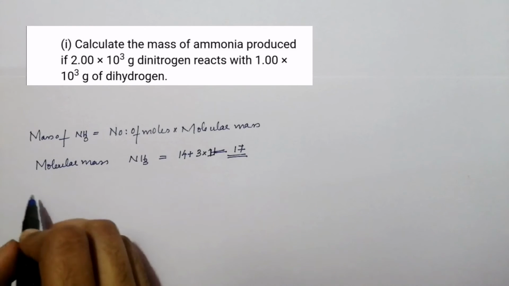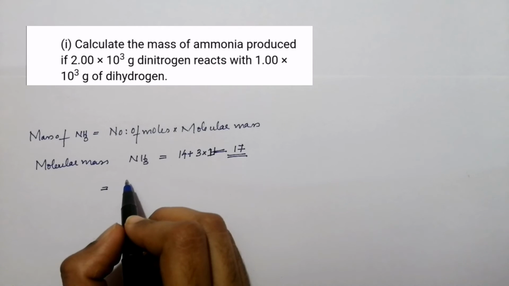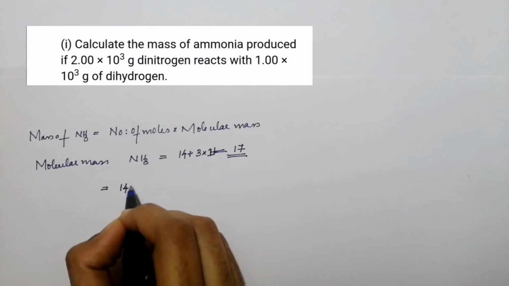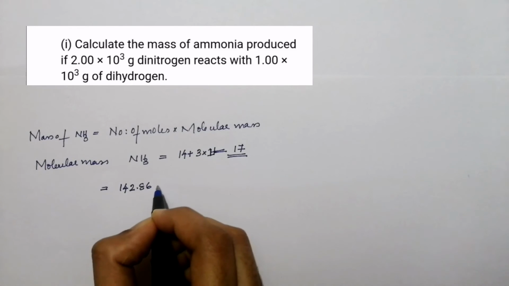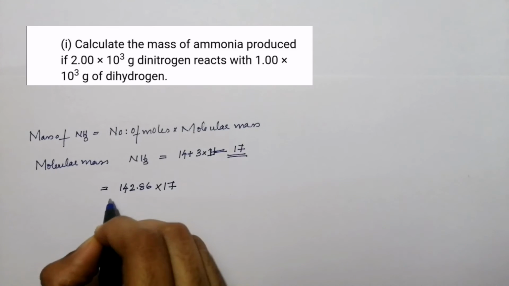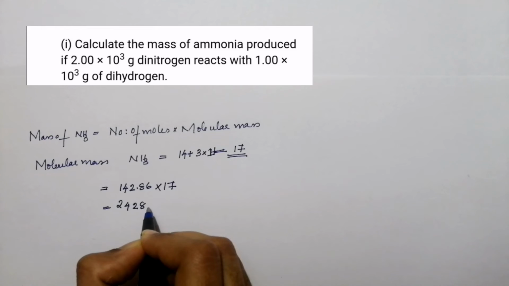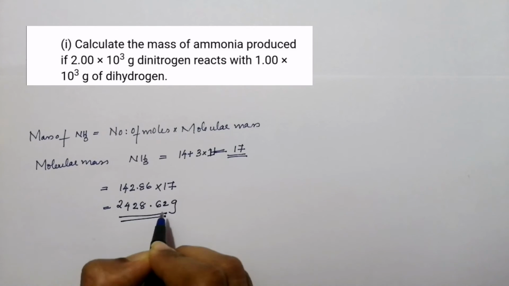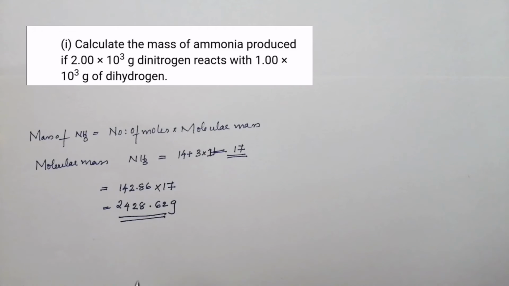So 17 is the molecular mass of ammonia. Now let us find the mass of ammonia. For this, we already know that we have calculated the number of moles of ammonia to be 142.86. And then we have calculated the molecular mass as 17. So multiplying this, we get 2428.62 gram of ammonia. So we have calculated the mass of ammonia, and this is the solution for the first part. Now let us look at the second part.